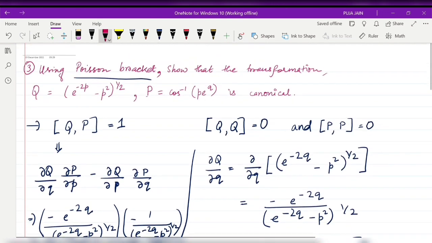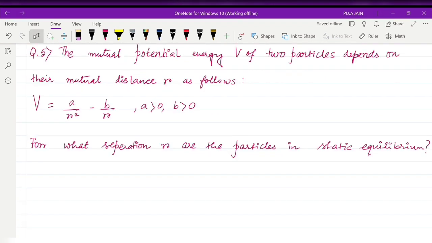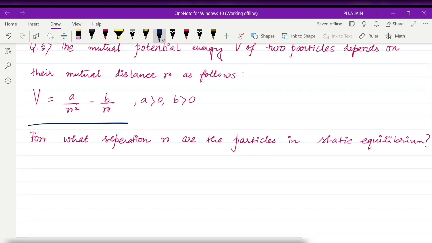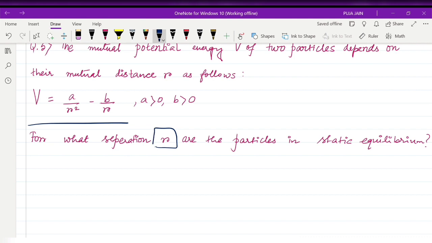Okay, next question. So question number 5 says that the mutual potential energy V of two particles depends on their mutual distance r as follows. V equals A by R square minus B by R, where A and B both are greater than 0 and they are constants which do not depend on R. For what separation R are the particles in static equilibrium?